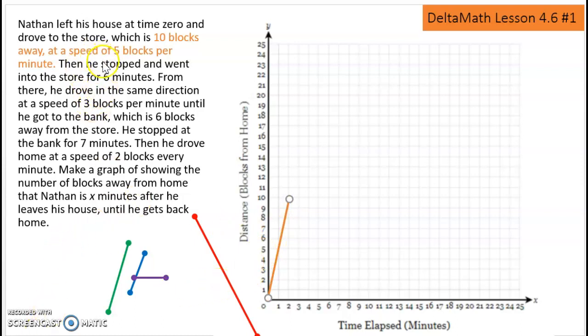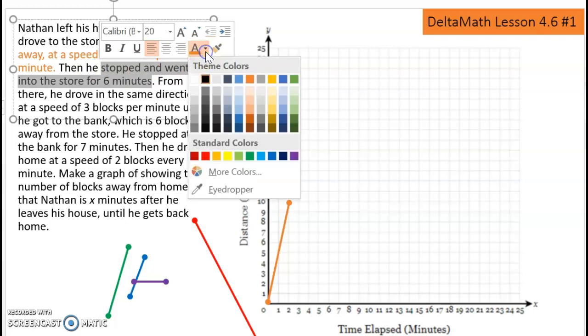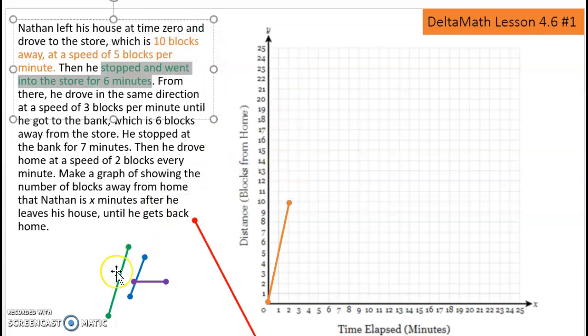Okay, the next section says, then he stopped and went into the store for 6 minutes. So I'm going to highlight that, he stopped and went into the store for 6 minutes, and I'm going to do that one green. So what's that mean? Okay, that means he's in the store and he stops for 6 minutes. Notice along the x-axis, that is the time elapsed in minutes. So he's going to stay put. That means he's not rising or falling at all on a graph. But over time, he's moving. Time is moving, but his location is not.